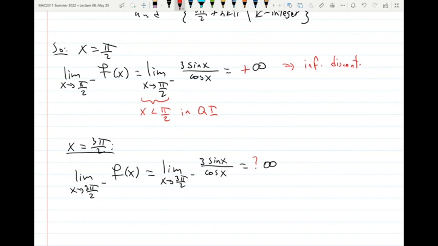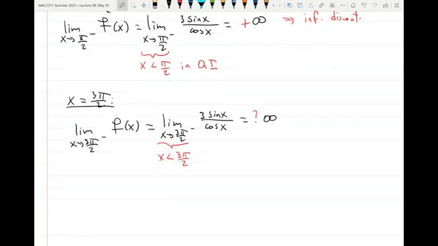Now, to decide the type of infinity, what do we need to do? We need to know the sign of this function. Because this is a trigonometric function, knowing the sign amounts to knowing the quadrant of the input. What do we know about x here? x is less than 3 pi over 2, so it's quadrant 3.